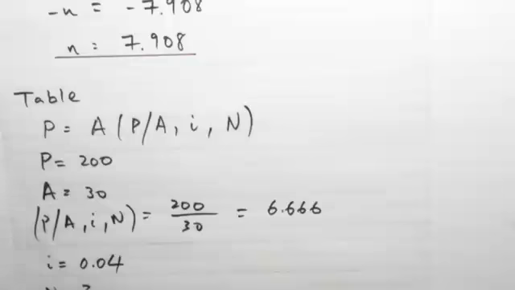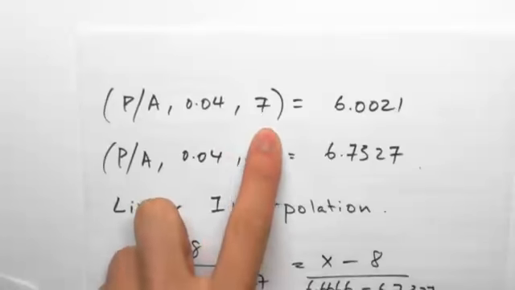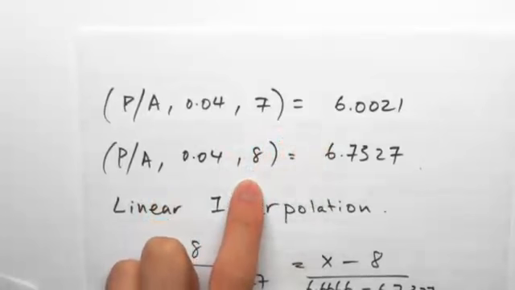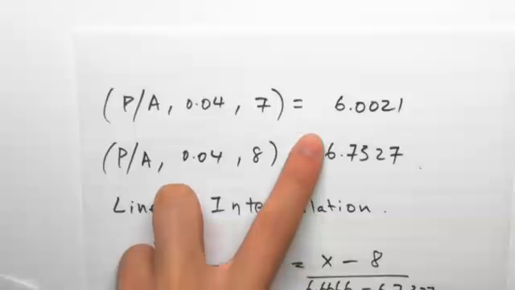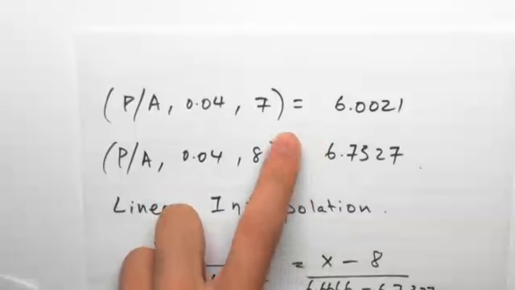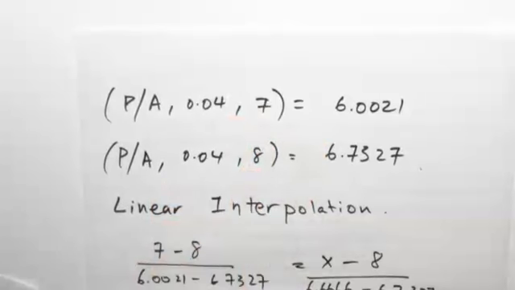If we do that, we find the two closest ones: when N equals 7, we get 6.0021, and when N equals 8, we get 6.7327. So here is too low and here is too high. We know that our N has to be somewhere in between these two. So this is when we use the idea of linear interpolation, and all it is is equating two gradients.